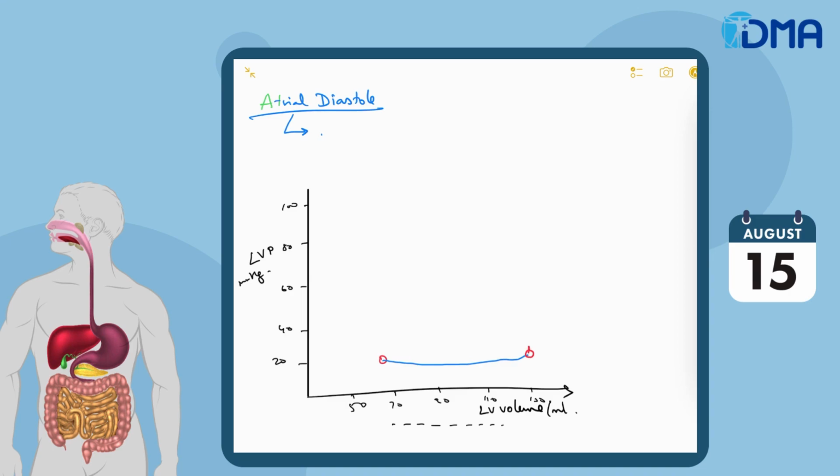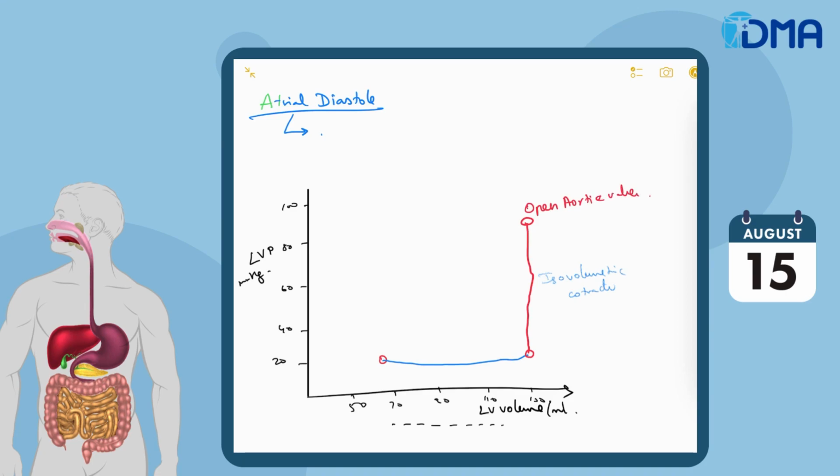Now without any change in the volume, there is an increase in the pressure, and now an increase in pressure has happened. What will happen once the pressure has increased with no change in volume? Then it becomes the isovolumetric contraction, which got over. Now the pressure is high enough to open the aortic valve.